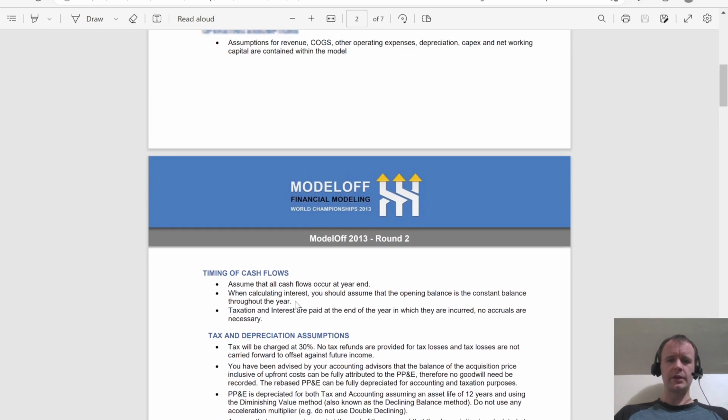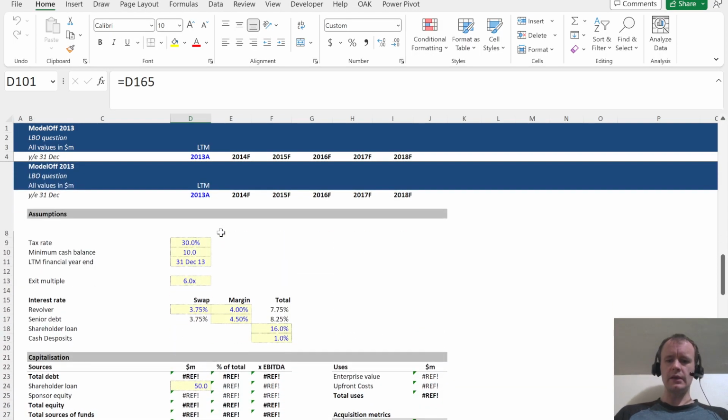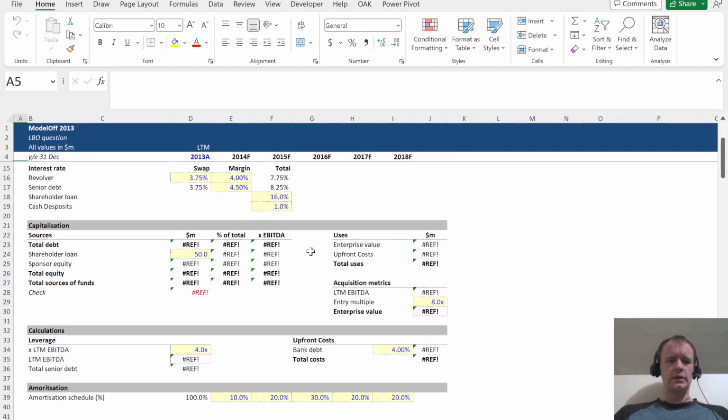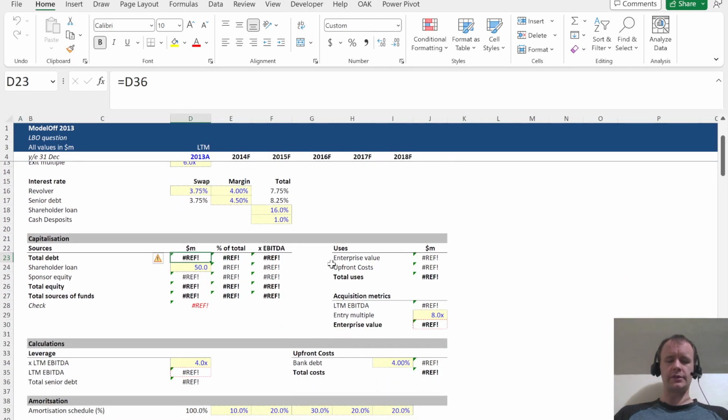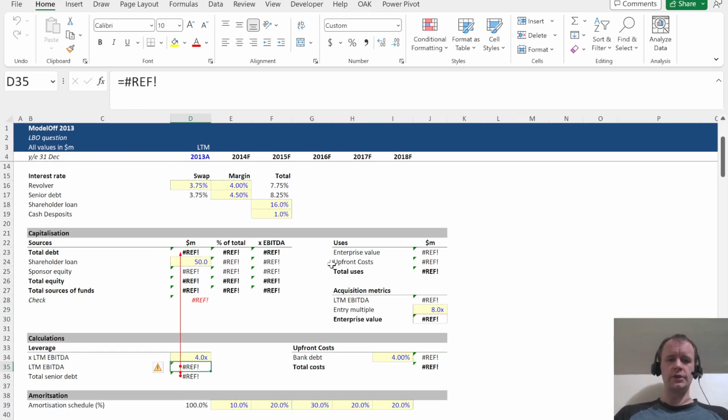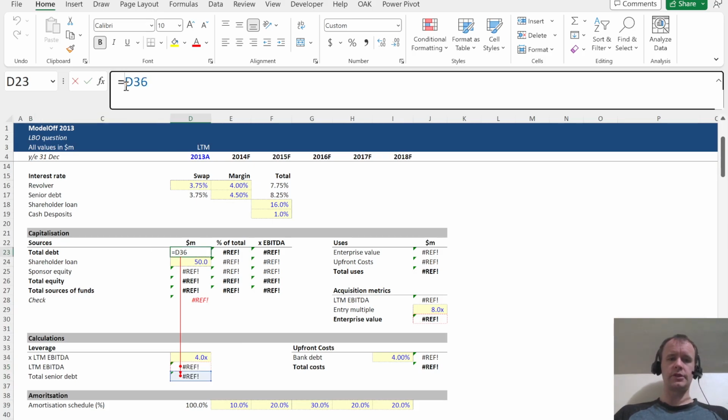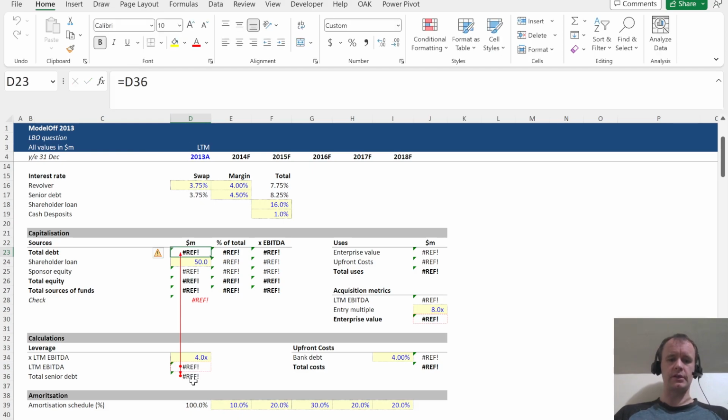Okay, so let's jump on in. One simple thing to check: anytime you have a REF error like this in a model, if you press Alt-T-U-E, which is trace dependents to an error, it'll take you to the source cell. In other words, this formula does not contain an error. It just points to another cell that contains an error.